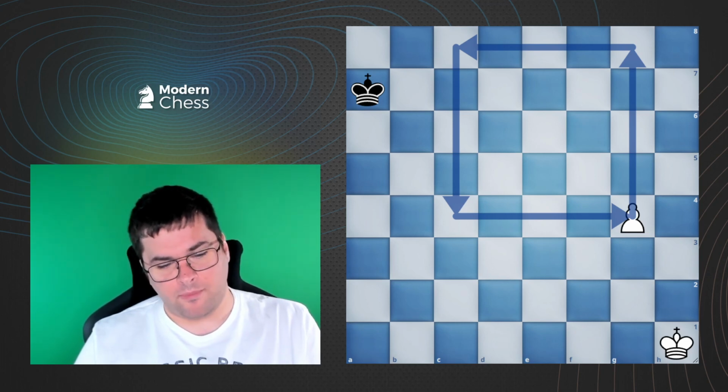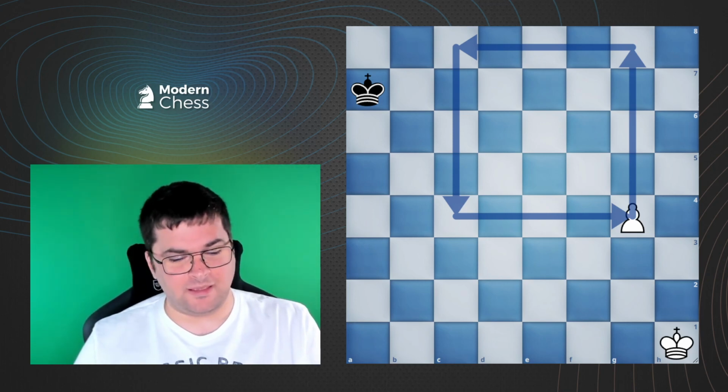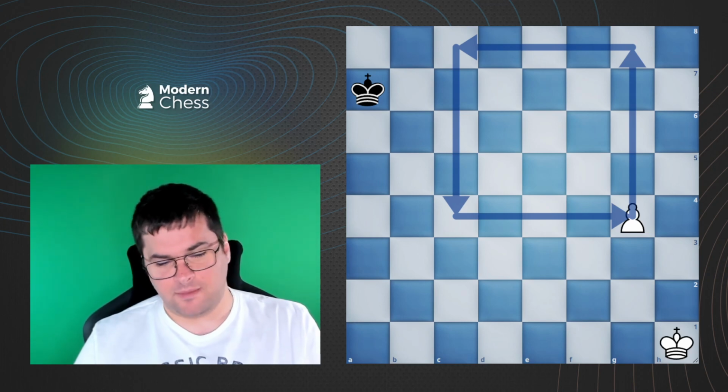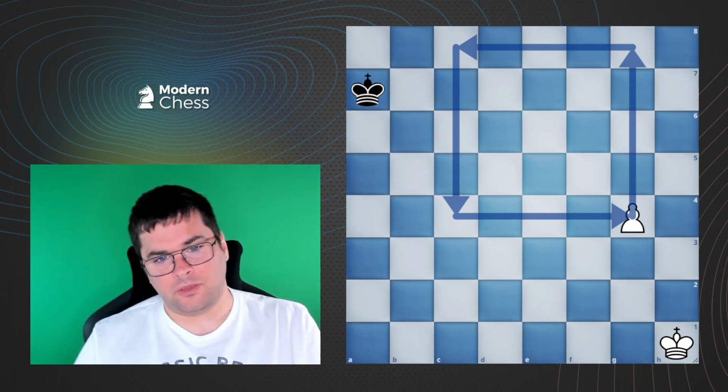Let's take a look at the board. White has a passed pawn on g4, and you can see the square of this pawn. So the square goes from g4 to g8, then to c8 and c4. It's very simple to draw the square. Why is this rule so important? Because by using it, you can immediately understand whether the opponent's king can stop the pawn or not.